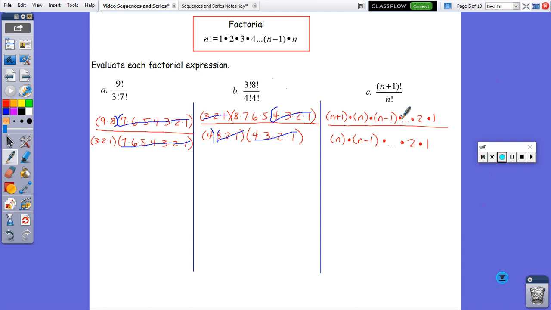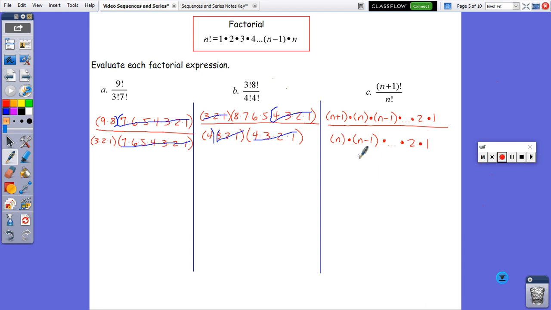Last one's part C. This one's pretty cool. It's n plus 1 factorial over n factorial, so giving you a little bit more generalized approach. I went ahead and wrote it out: n plus 1 times n, times n minus 1, and just continued on until we got to 1. Did the same thing with the denominator, except with n's.